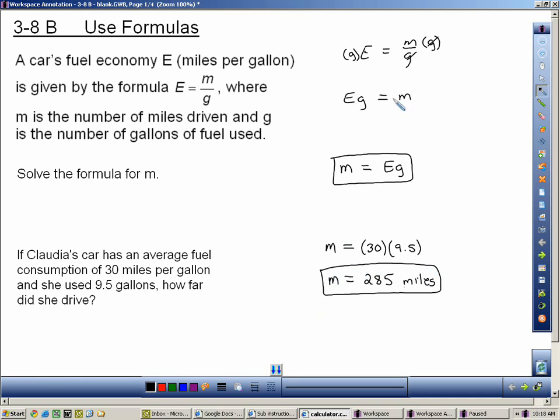So you can see that I can have a formula, and if there's one value that I do not know, in this case I did not know the M, I can isolate the M and then plug in the values that I do know to solve for the M in this case, or any value that we don't know.